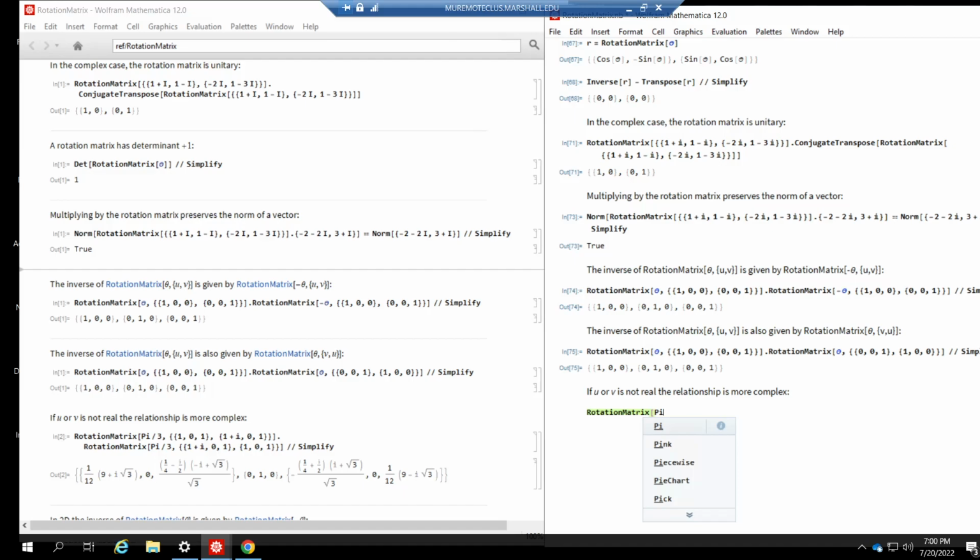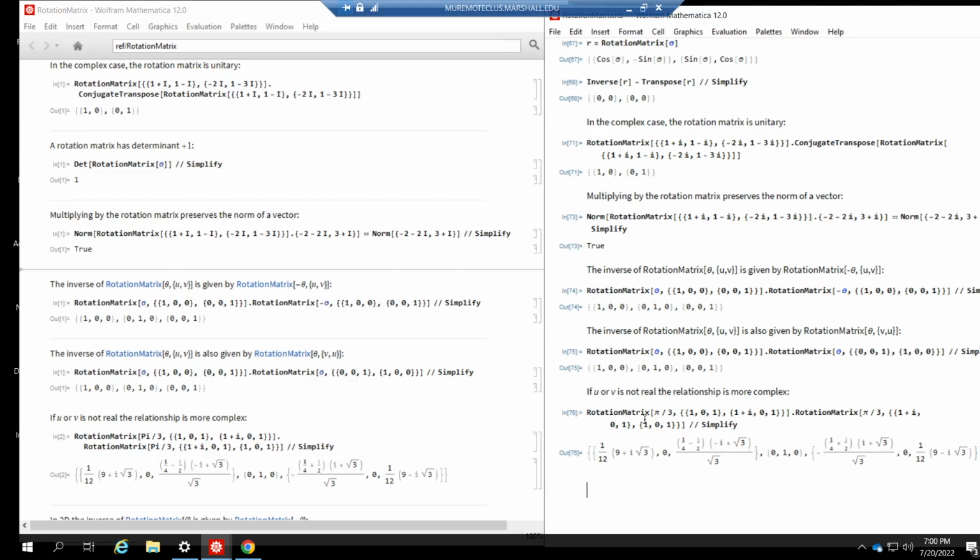RotationMatrix[Pi/3, {{1, 0, 1}, {1 + I, 0, 1}}] . RotationMatrix[Pi/3, {{1 + I, 0, 1}, {1, 0, 1}}]. Simplify. Yeah, that's pretty cool.